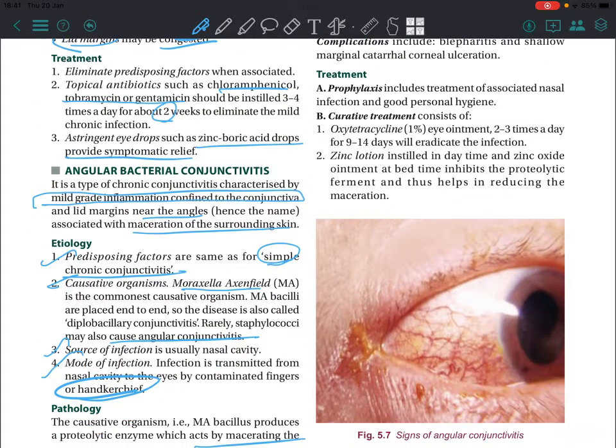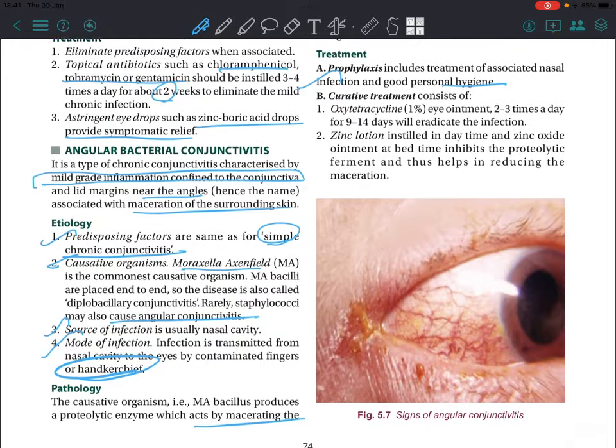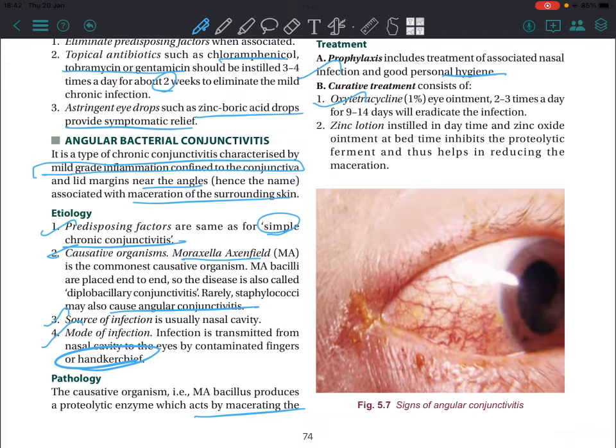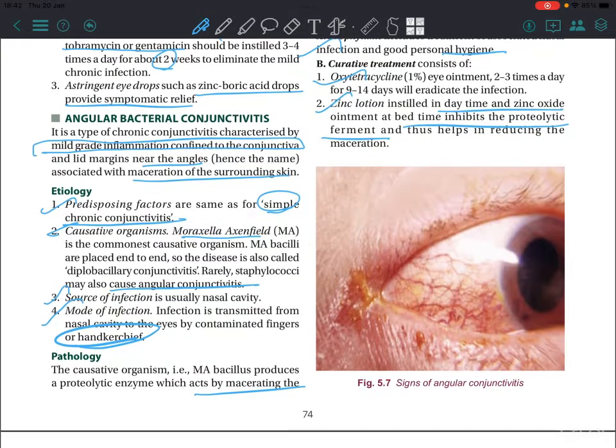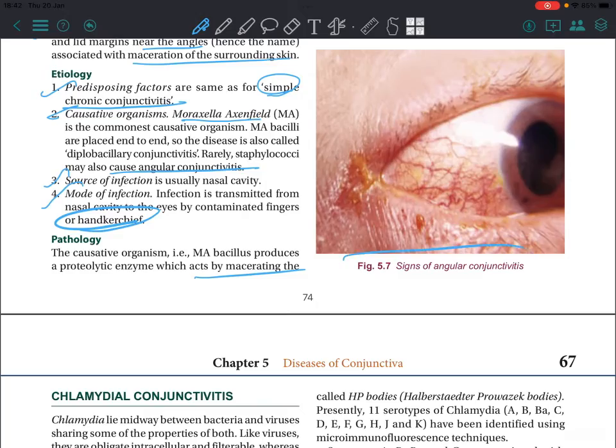Treatment: prophylaxis includes treatment of nasal infection and good personal hygiene. Curative treatment: oxytetracycline zinc lotion should be instilled daytime and zinc oxide ointment at bedtime, which inhibits the proteolytic ferment, thus helping in reducing the maceration.